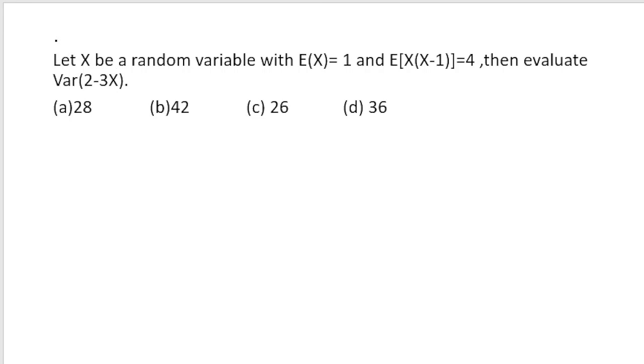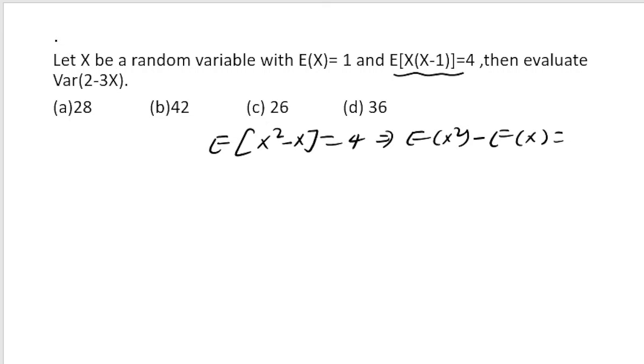So this is also a very simple question. Let x be a random variable with this, then we have to calculate. Again the same idea, this property we are using: expectation of x square minus expectation of x is 4. So expectation of x square is equal to 4 plus expectation of x, that is equal to 4 plus 1, which is 5.